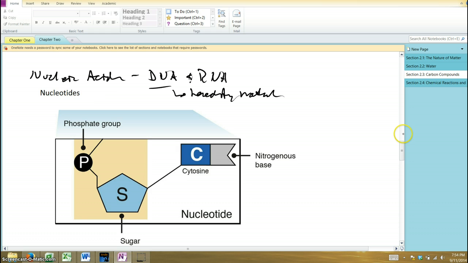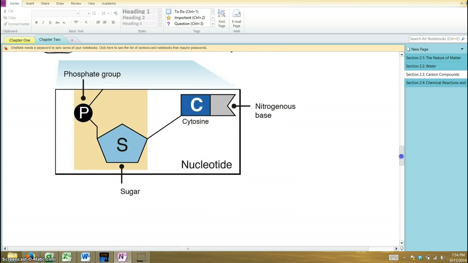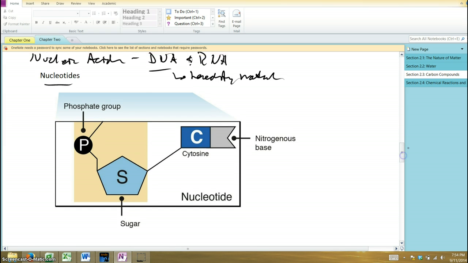Now, the basic unit of a nucleic acid, or the monomer, is called a nucleotide. And nucleotides consist of three parts. You have what's called a phosphate group, a sugar, and then a nitrogenous base. So you have the nitrogenous base, the sugar and the phosphate, and together they make up a nucleotide. And then you put a bunch of these nucleotides together in long chains, and you basically get a nucleic acid, either DNA or RNA.